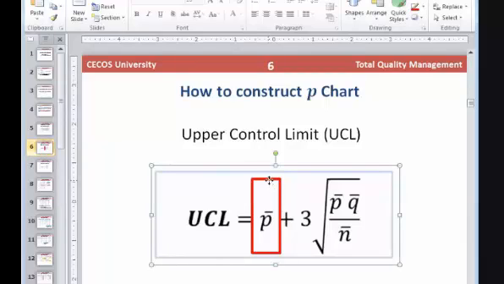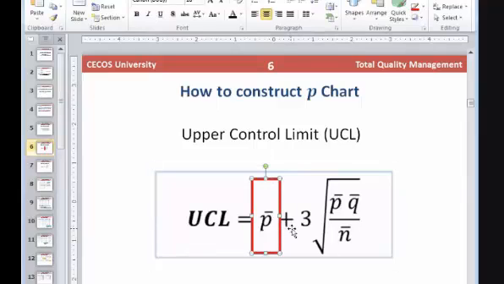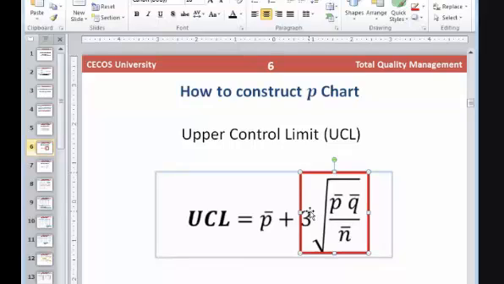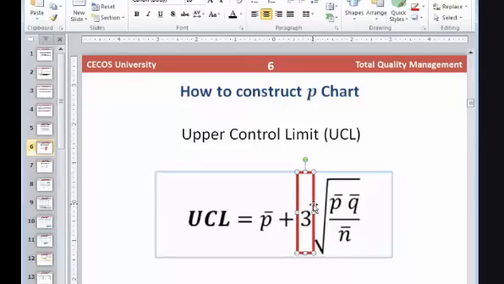This term will be from the previous calculation, whereas the remaining terms which have to be added in the upper control limit are 3 multiplied by the square root of P bar times Q bar divided by N bar. What Q bar and N bar are, I will let you know in the next slides. Please note that here the 3 is not the cube root, but the number that has to be multiplied with the remaining terms.